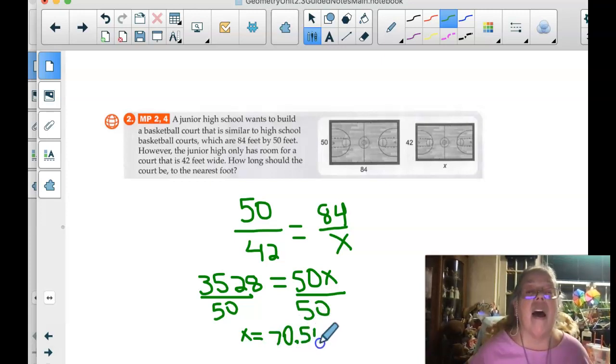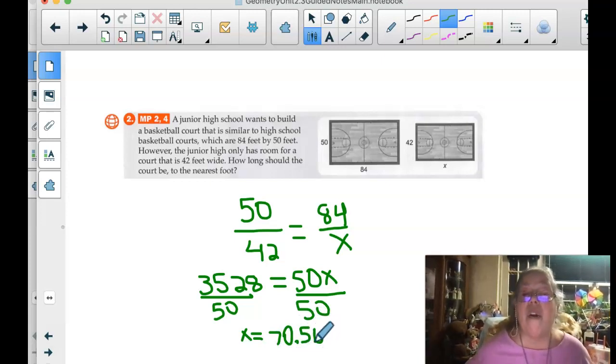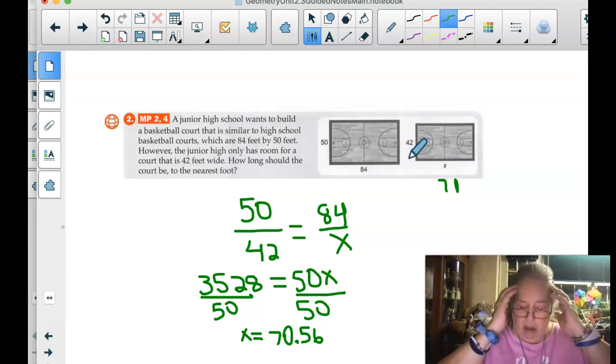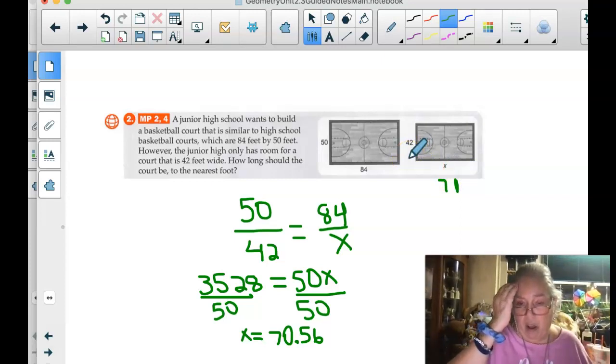How long should the court be to the nearest foot? So is this closer to 70 or to 71? I'm thinking 71. So 42 by 71 is going to be the dimension of the other floor.